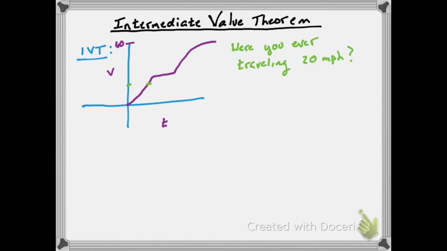Well, of course you were. Right here you are, because if you went from 0 to 60, you had to have crossed 20. And similarly, were you ever going 40 miles per hour? Of course, you can't just jump over 40 miles per hour. You had to have sped up through that point.